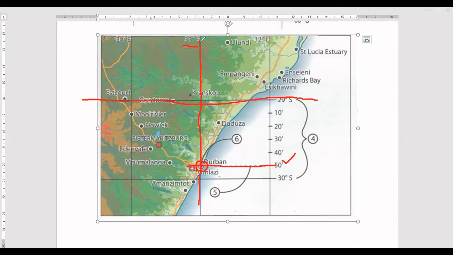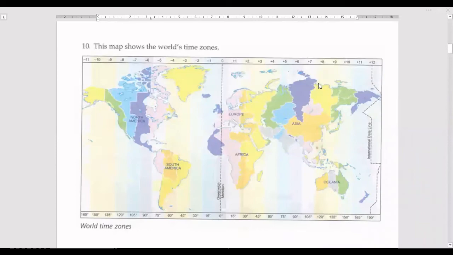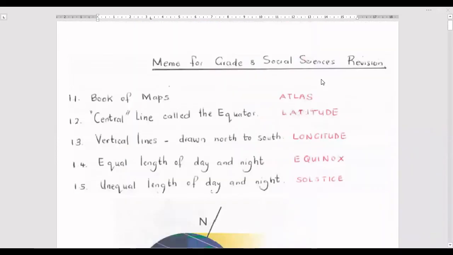Okay, now what is the purpose of grid reference? Its purpose is to allow us to find the location of places. Okay, and we'll see a question just now. Let's go back to our question here again.